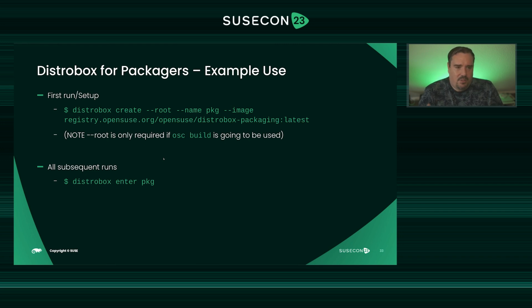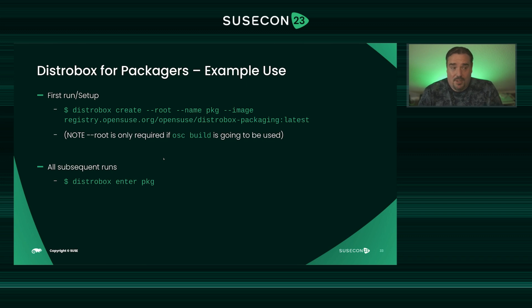If you want, you can also create the command as a root container. Therefore, the container will run as root. You only need to do that if you're going to want to use OSC build to do local builds, because local builds run in a privileged environment to try and isolate everything and make it reproducible, like we have in the build service. So if you're not using OSC build, you can drop the root command out of there.